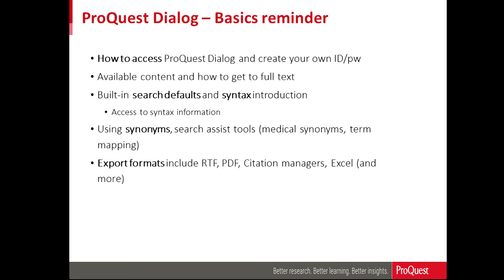Finally, we talked a little bit about exporting records. Once you've found some information from our platform that you want to do something further with, you can export them in a number of different formats, so into Word or into PDF if you're using bibliographic citation managers, or even if you want to export into Excel. Those are all formats, and there are in fact a few more that you can use to take your information out of the platform.